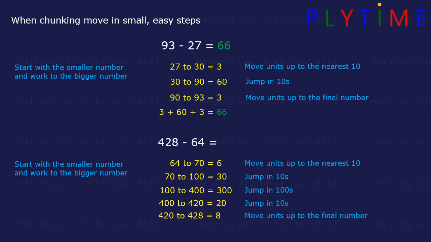Now we need to add all of these together. If we add the units, 6 plus 8 is 14, and the tens, 30 plus 20 is 50, and the hundreds, 300. 300 plus 50 plus 14 equals 364. So 428 minus 64 equals 364.